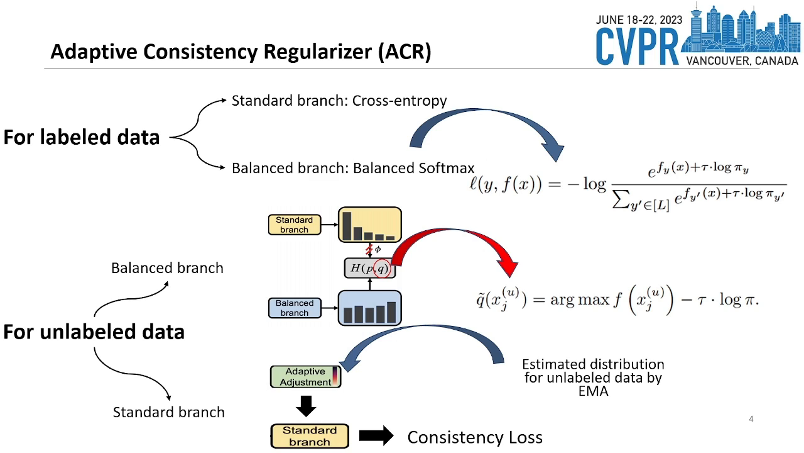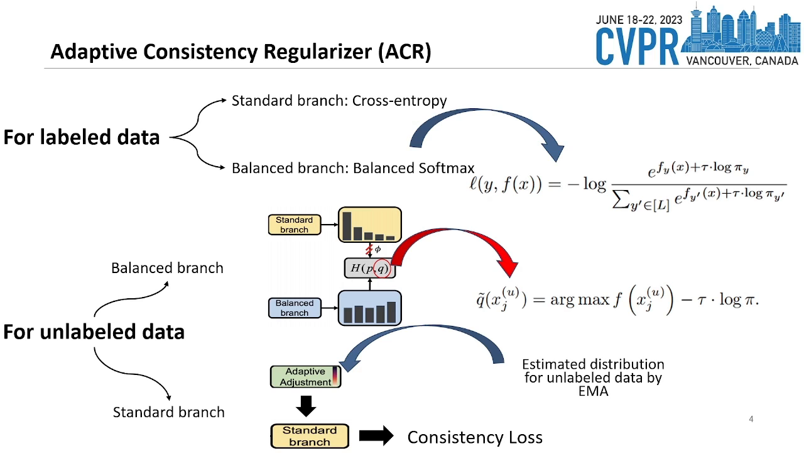Specifically, for the standard branch, we import FixMatch, which optimizes the standard cross entropy on labeled data to learn good feature representations. For the balanced branch, we optimize the balanced softmax, which is an improved version of standard cross entropy. Pi y is an estimate of the prior for class y, which is approximated by the empirical frequency of the training samples, and tau is a scaling parameter that affects the intensity of logit adjustment. Through minimizing balanced softmax, the balanced branch can predict more balanced predictive probabilities.